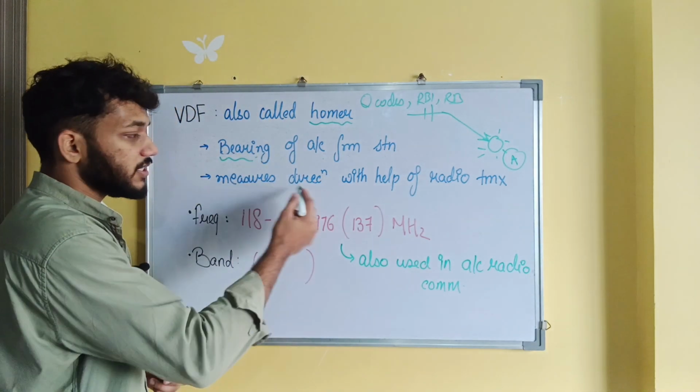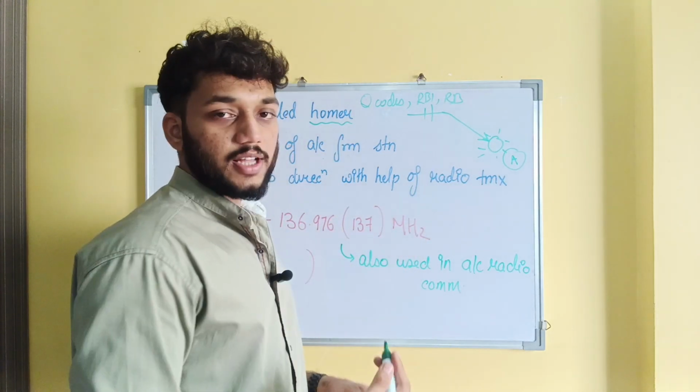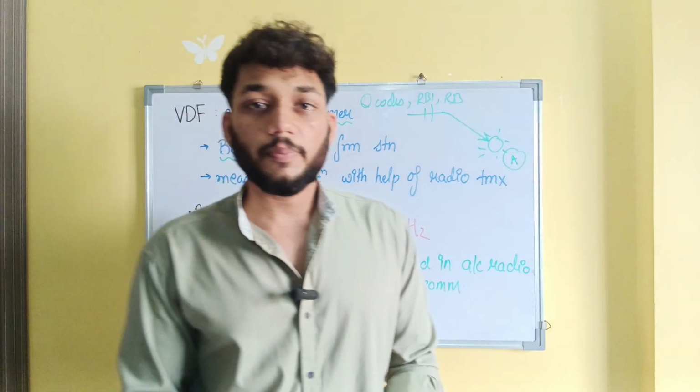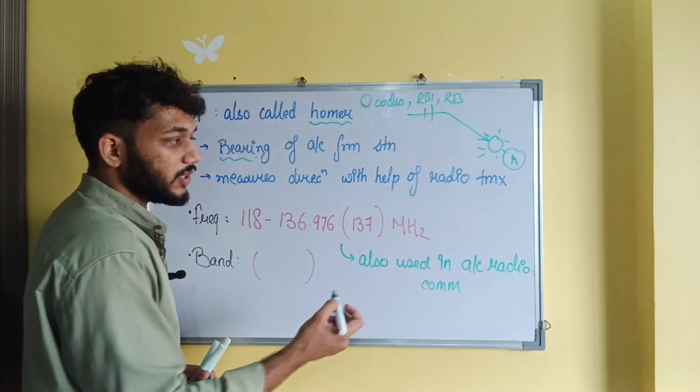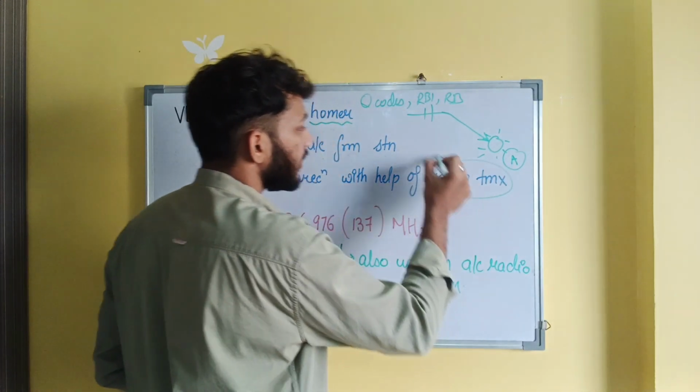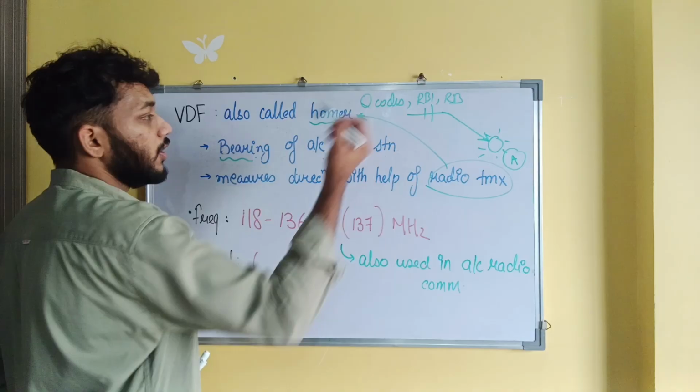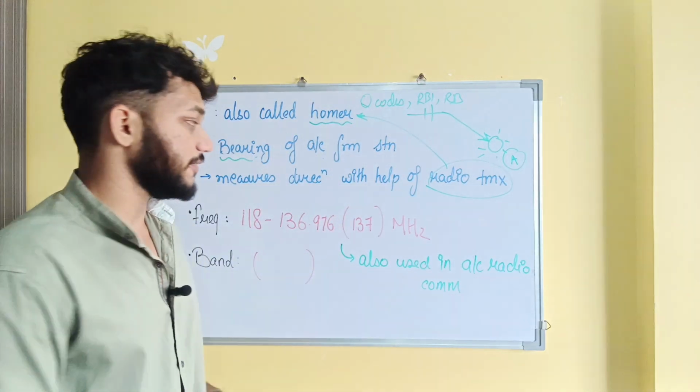Okay, it measures the direction with the help of a radio transmitter. So the radio transmitter that you use to talk to the aircraft, its frequency automatically helps the aircraft to tune with the Homer or the VDF.